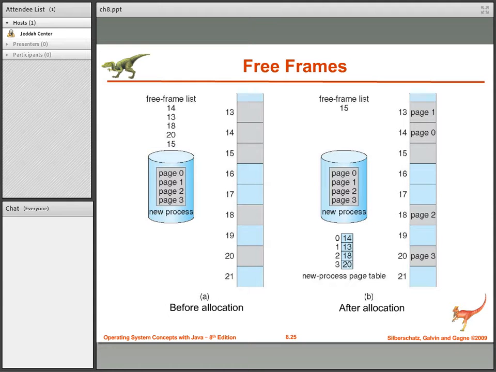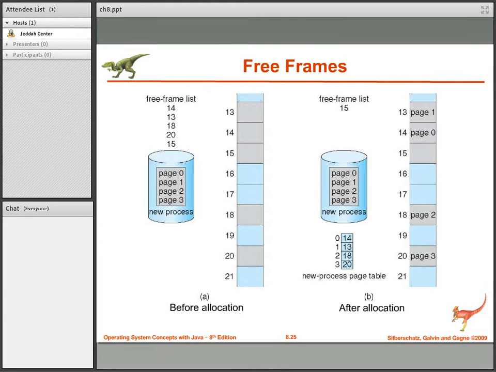What about free frames? Because we are dynamically allocating the pages to frames, we are bound to get free frames. And we have to keep track of these free frames so that we know how to use them later on.